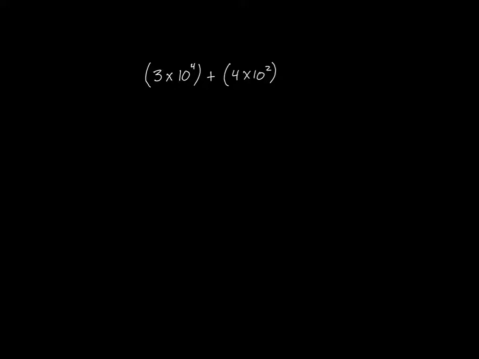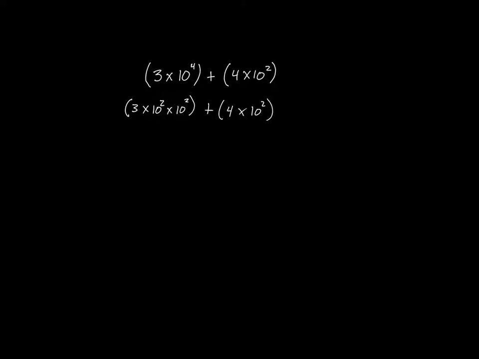There are two ways to always approach this problem. You can either increase the exponent or reduce the exponent. In this video, I'm going to show you how to reduce it. So we have 3 times 10 to the 4th power plus 4 times 10 to the 2nd power. So what I'm going to do is I'm actually going to rewrite it as 3 times 10 to the 2nd power times 10 to the 2nd power plus 4 times 10 to the 2nd power.